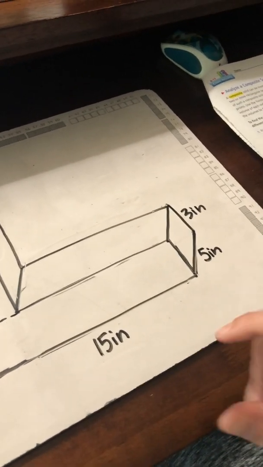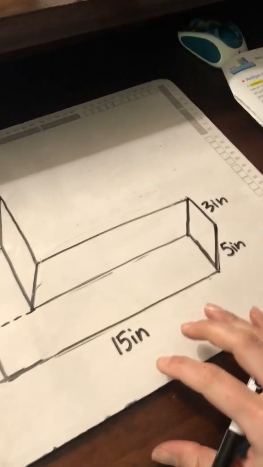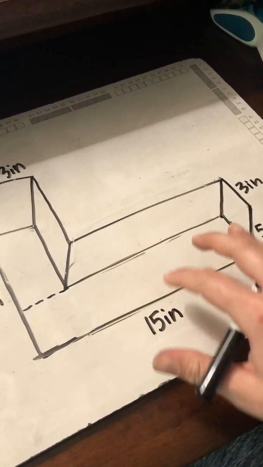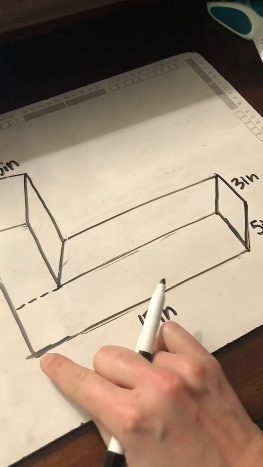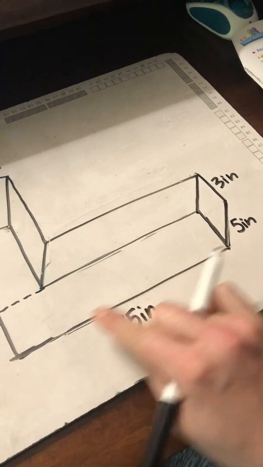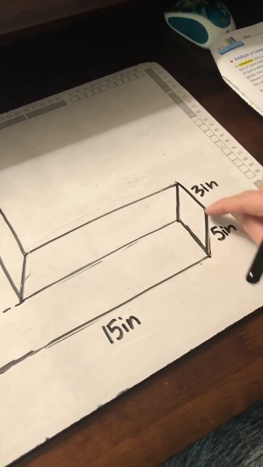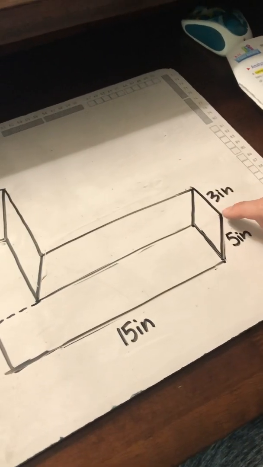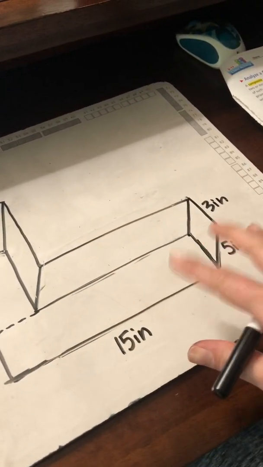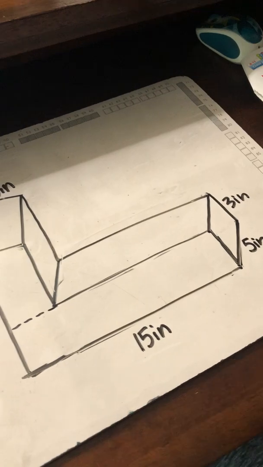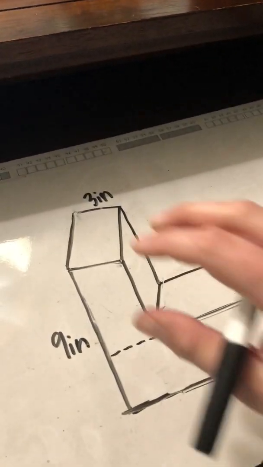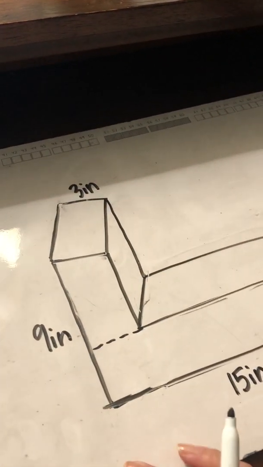So I'm going to take a look and see if I have all of the information that I need to solve for the volume of this rectangular prism. So I have 15, which is the total length, and then the width along the bottom is 5, and then the height is 3. So that rectangular prism looks really good. I don't need to find any missing measurements for it. So I'm going to focus on this little rectangular prism first.